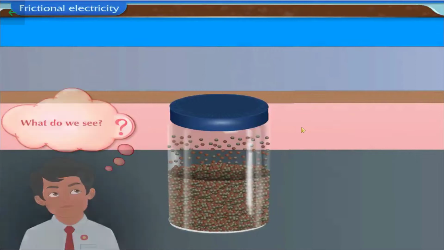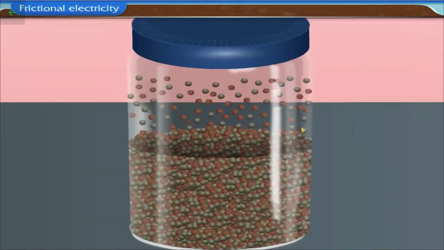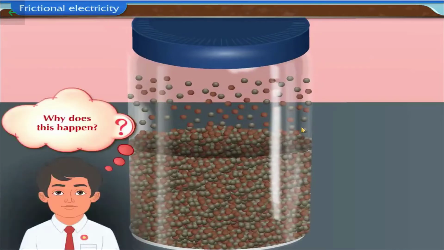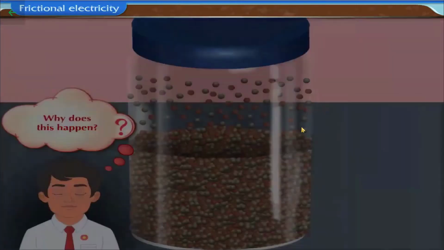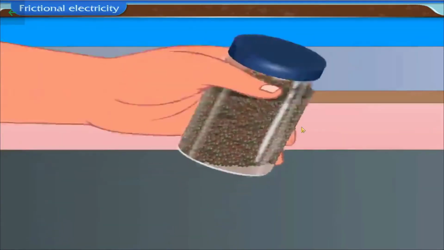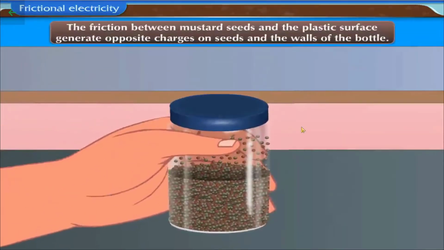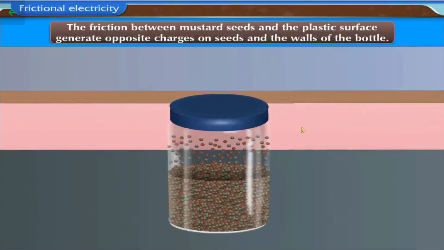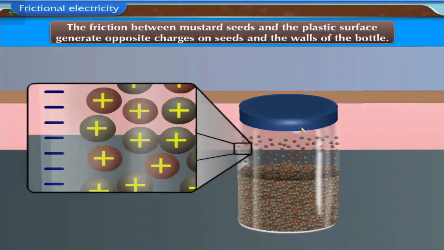What do we see? We see that mustard seeds try to move away from each other but stick to the inner surface of the bottle. Why does this happen? When we shake the bottle vigorously, the friction between mustard seeds and the plastic surface generates opposite charges on the seeds and the walls of the bottle.